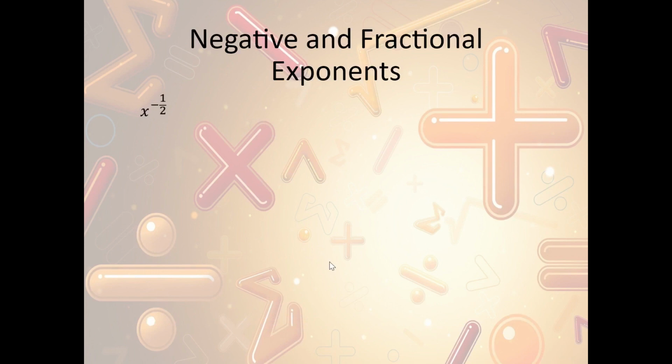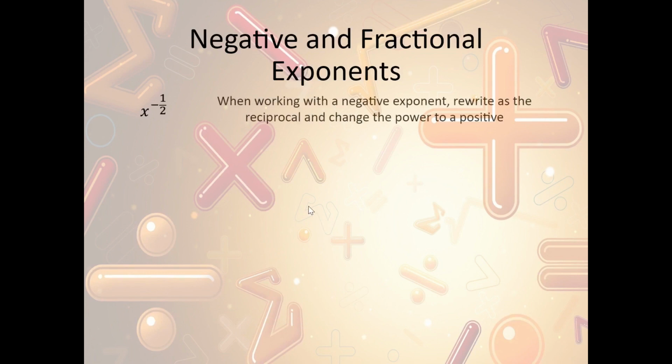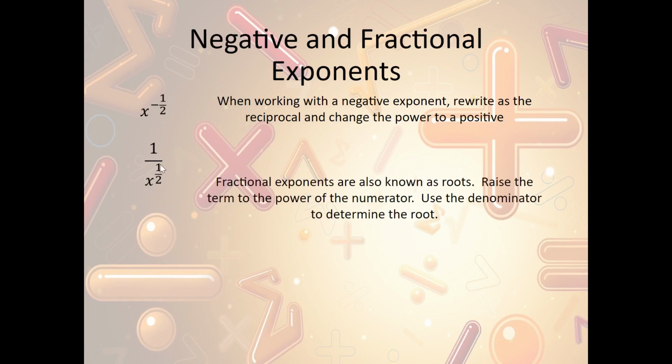Now what if we have a negative and a fractional exponent? Well, we do the same thing we did on the previous two. We're going to go ahead and flip it and make it positive. So x to the negative 1/2 becomes 1 over x to the 1/2 power. Just like that. Now we know that we're going to take the 1/2 power, and that becomes x to the 1st, and then we're going to take the square root of that. So that becomes 1 over the square root of x to the 1st, which is just x.